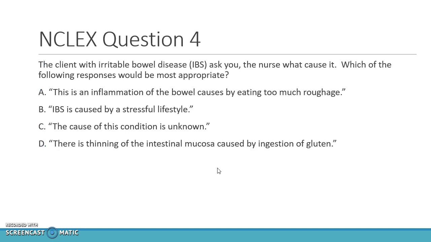And question number 4. The client with irritable bowel disease asks you, the nurse, what causes it? Which of the following responses would be best appropriate? This is an inflammation of the bowel caused by eating too much roughage. IBS is caused by stressful lifestyles. The cause of this condition is unknown, or there is thinning of the intestinal mucosa caused by ingestion of gluten.